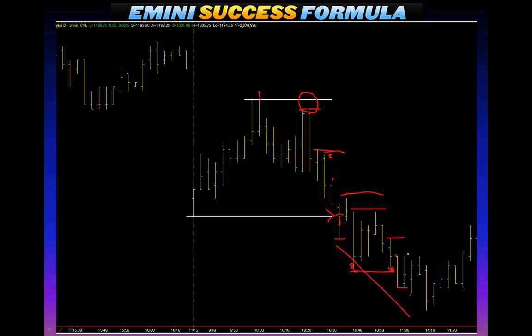Broke down through these lows right here. I'd move my stop down again above those highs. Never took it out. Finally took out that low again here. I'd leave my stop above there, and you'd be taken out on a trailing stop right there. Make sense?